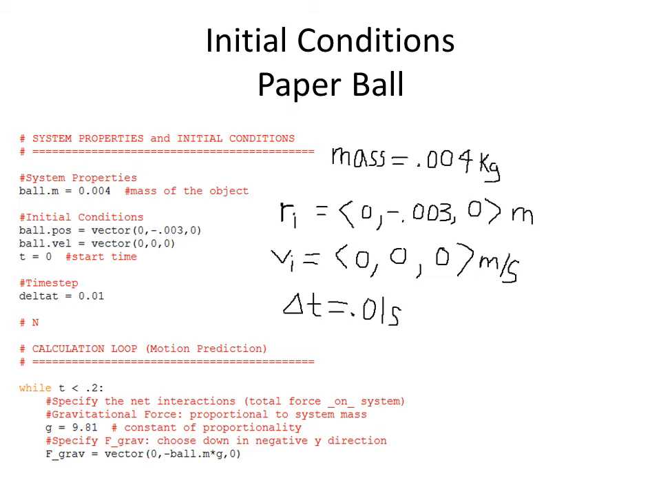Here are the initial conditions of the paper ball. I started it at t equals 0 and ran it until t equaled 0.37 seconds. I set a delta t of 0.01 so it would be small compared to the total time. The mass was 0.004 kilograms and it started at negative 0.003 in the y direction with an initial velocity of 0 since it started at rest.